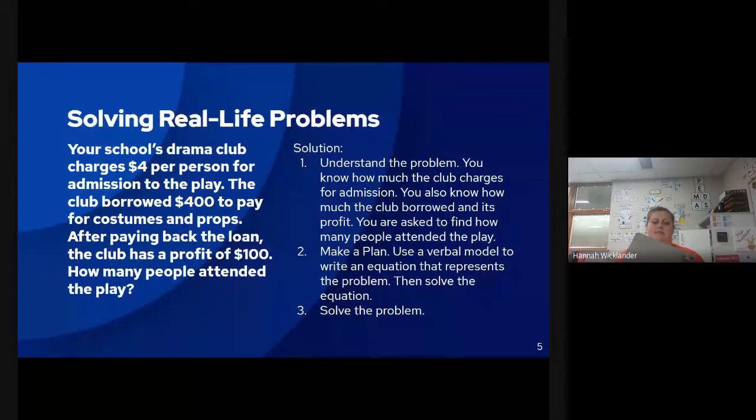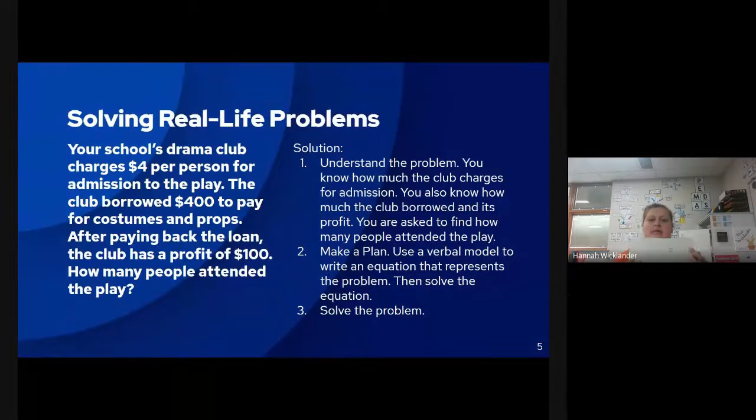What am I trying to find? What is that question asking us to find? Number of people, correct. So that will be my variable, right? Because I don't know how many people attended, so I'll use that as X. Okay? So X will be the number of people.